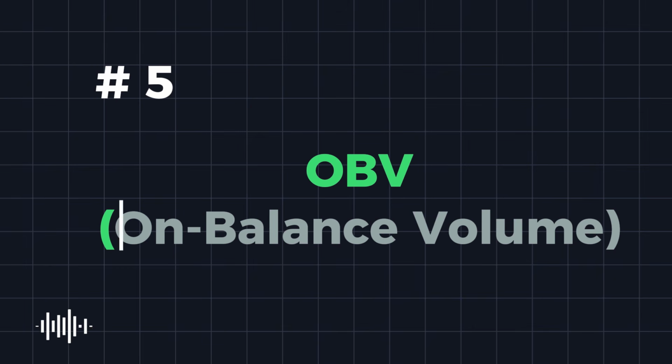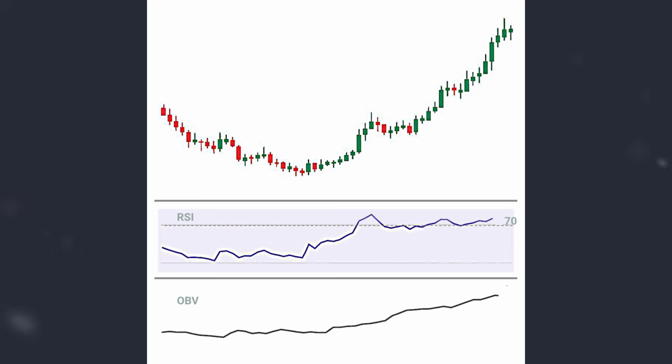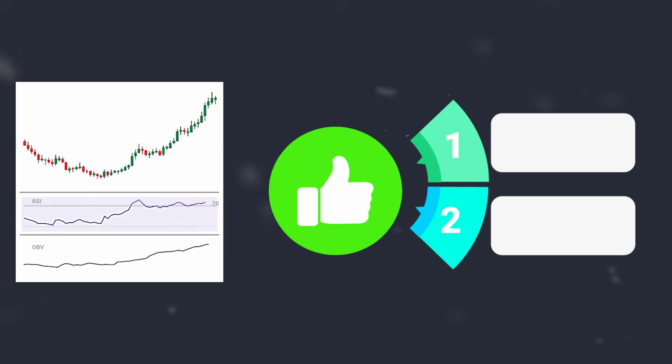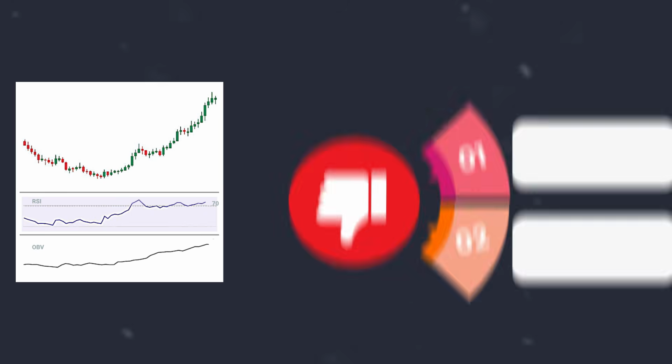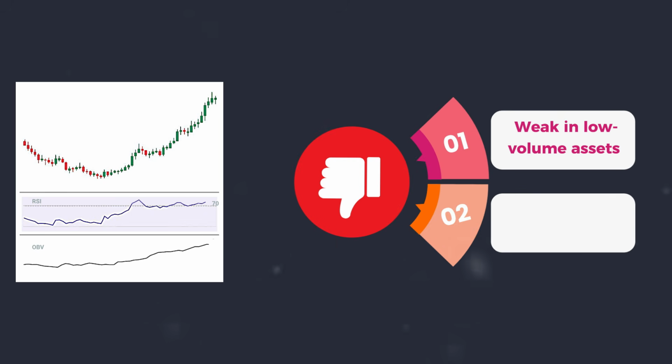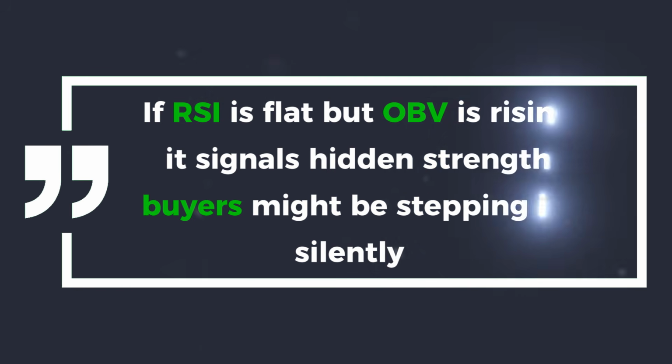Number 5, OBV, On-Balance Volume. OBV brings volume analysis into play, and it's a powerful filter with RSI. Pros: shows strength behind price moves. Predicts breakouts with volume pressure. Cons: weak in low volume assets. Requires clean volume data. Pro tip: if RSI is flat but OBV is rising, it signals hidden strength. Buyers might be stepping in silently.